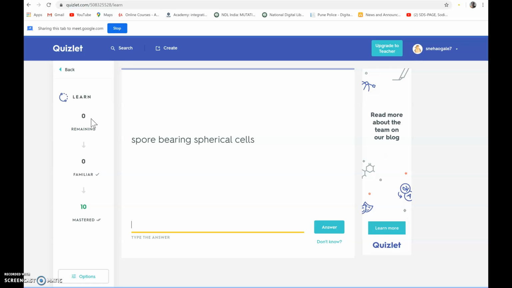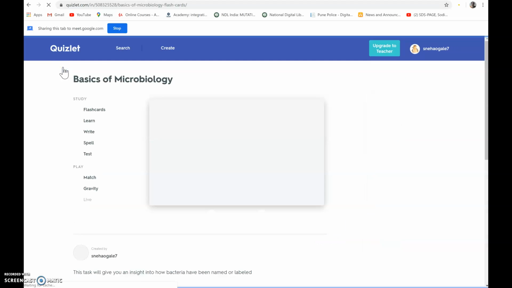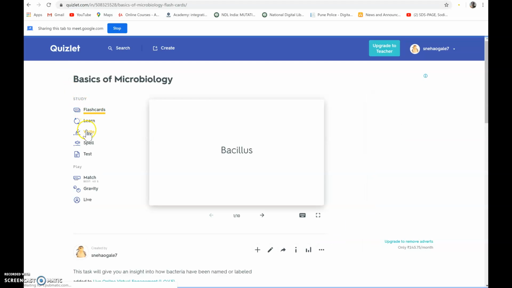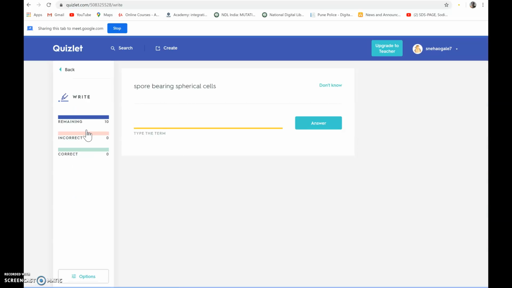So if we give the meaning of the term, spore-bearing spherical cells, they should be able to write down Sporosarcina, which is an example. And then once they answer it, they'll come to know whether it's correct or not. So, as the next option, they can write the answer or type the term spore-bearing spherical cells. We've come to the same one. Sporosarcina.